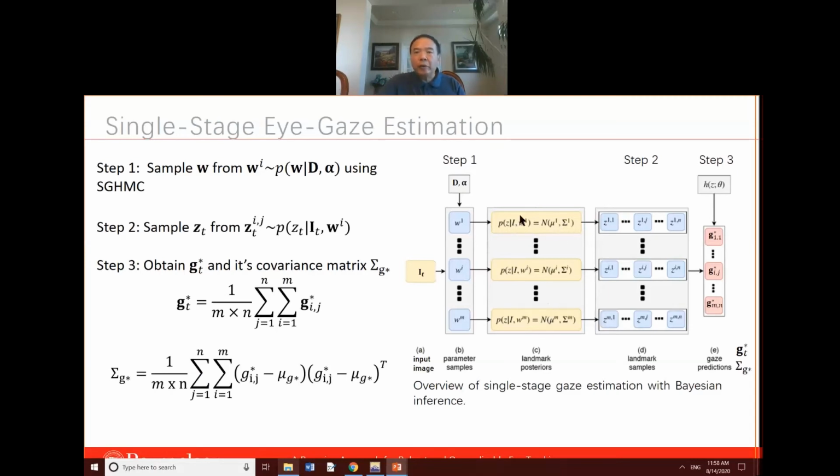And then in the second step, from each of these conditional probabilities, we'll sample Z. So we're going to sample N sets of landmarks. That is the purpose of step 2. And after step 2, we have a total of M times N sets of Z. And then we feed each Z into the model-based method to generate a G star ij. This leads to M times N G star ij. Then in the third step, we average them, we get our G star, the estimated gaze. Then from this sample of G star ij, we can compute the sample covariance matrix. This gives us the sigma G star, that we can use to quantify the uncertainty of G star. Okay, so this is the one stage.